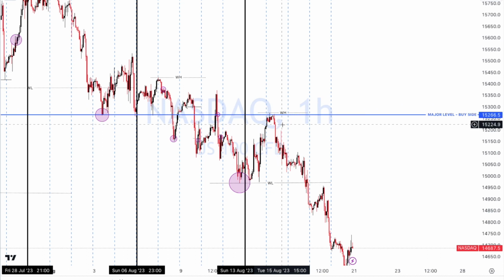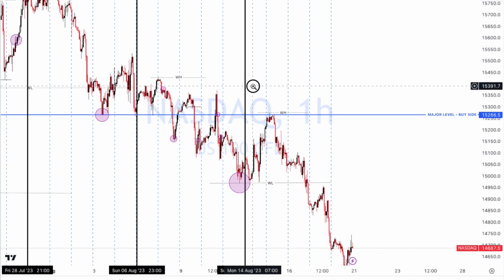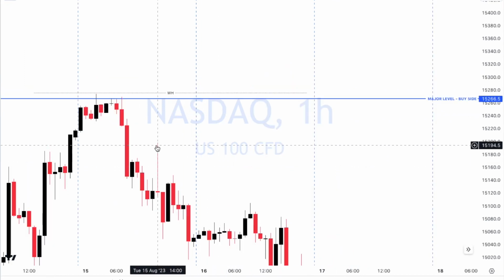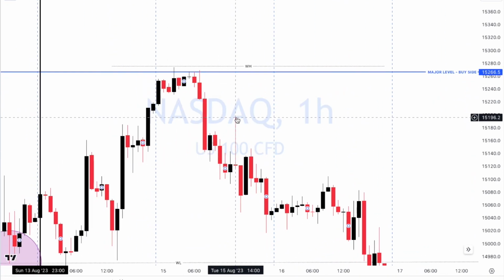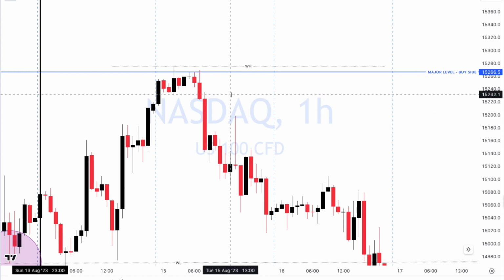So what I basically did was I took a position over here. We're just going to zoom in a little bit tighter in this area so we can get a bit of a vibe. What I basically did was I waited for this level over here to be taken out. So I waited for this low over here to be taken out.